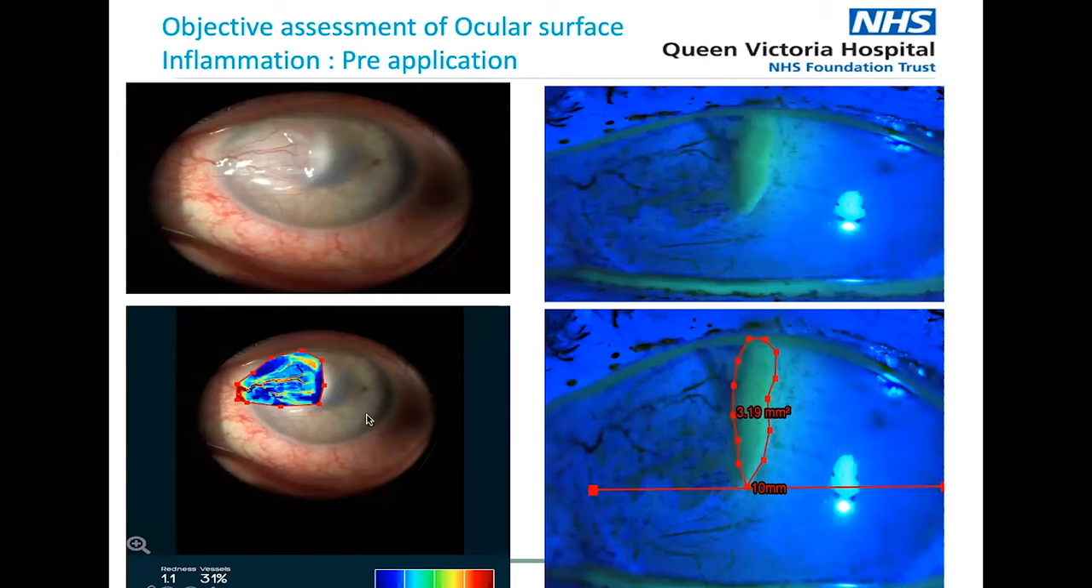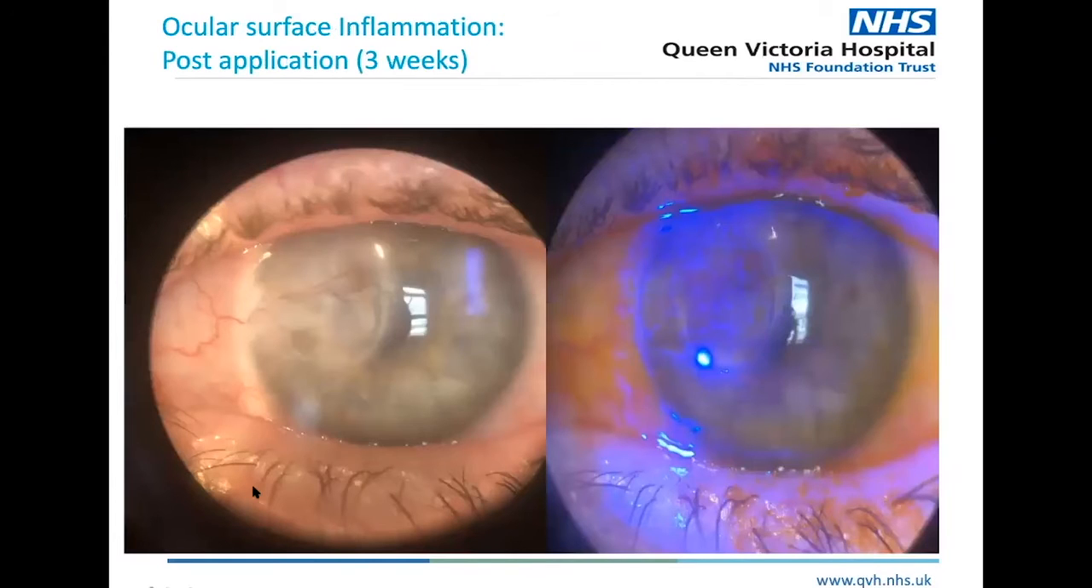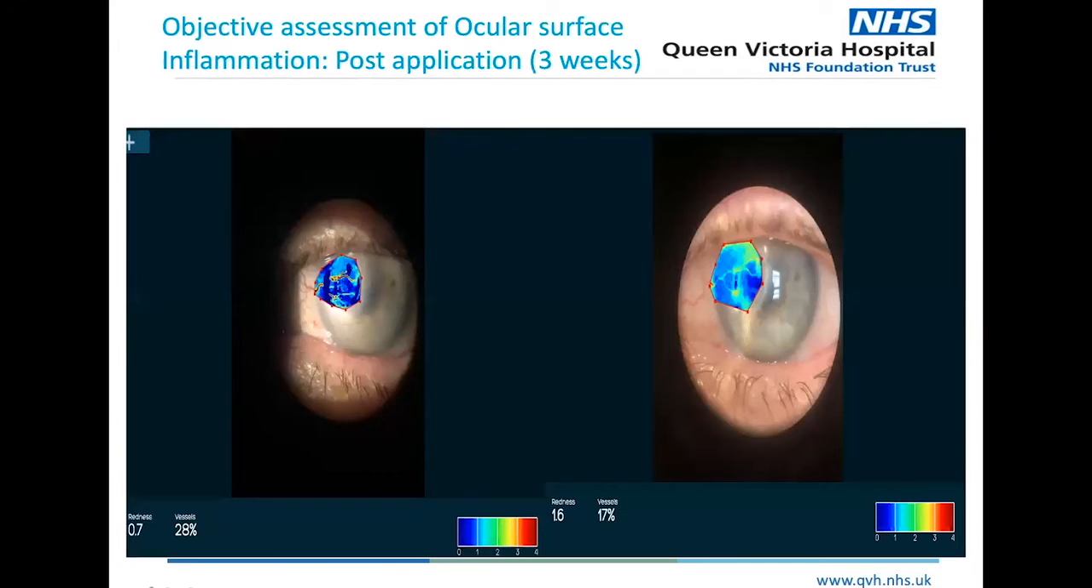As you can see, with the help of this objective assessment and this AOS software, we have managed to map these vessels as well as reliably measure the size of the epithelial defect to look at the rate of healing in these patients. And here you can see after 3 weeks of application, there is complete healing of the epithelial defect achieved with much reduced vascularization of the cornea, as confirmed by our analysis showing the vessels reducing from 31% to 28% at 2 weeks and 17% at 4 weeks.